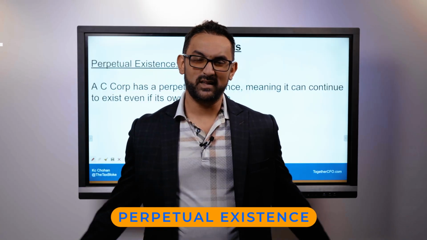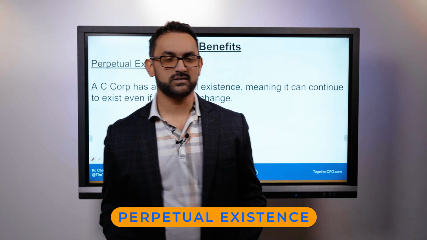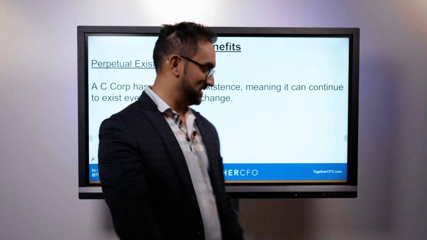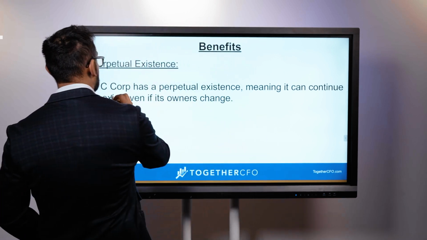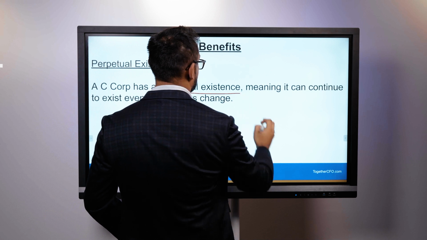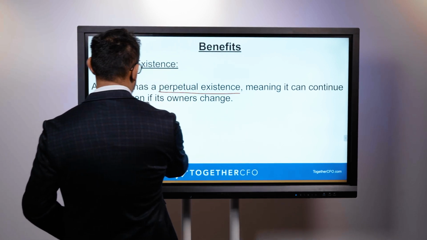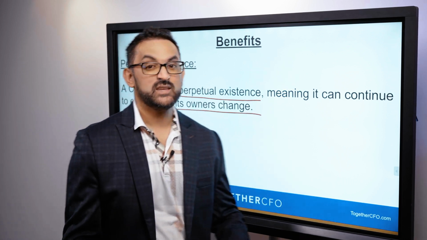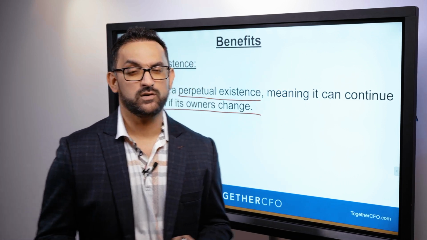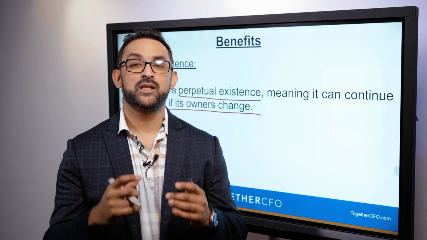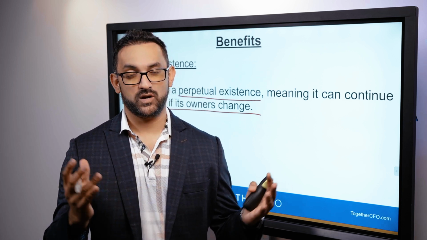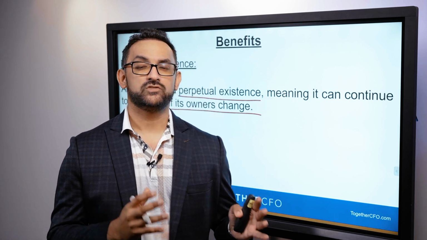Don't you all just want to live forever? Isn't that how the song goes? Perpetual existence is what we call that. So, a C Corp has perpetual existence, meaning it can continue to exist even after the owners change. Similar to a trust, right? If you have the right type of trust set up, it can be renewed every 20 plus years so that it lives on forever as well.